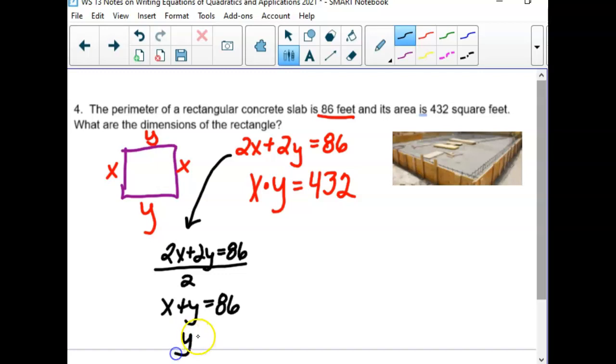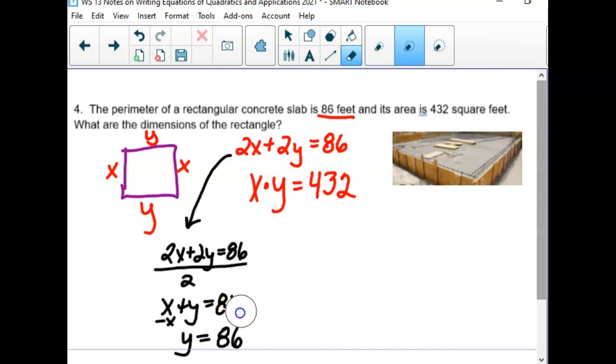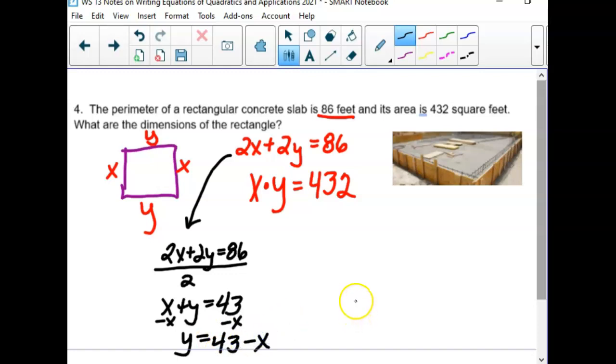So how would we write this? So y equals 86. Yeah, it'd be 43. Thank you. Fix me. Yep. Everybody on the video is going, no, Hofbauer, no. Okay, we're going to subtract an x over there, so we get 43 minus x. Thanks. Now we're going to plug this back in up here for y. So it's going to say x times 43 minus x equals 432.